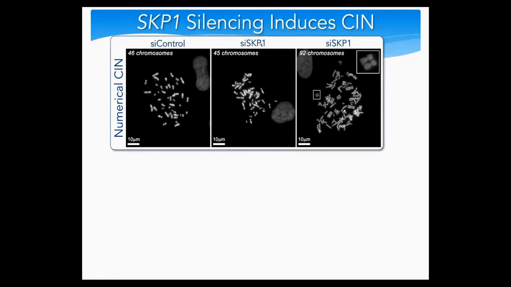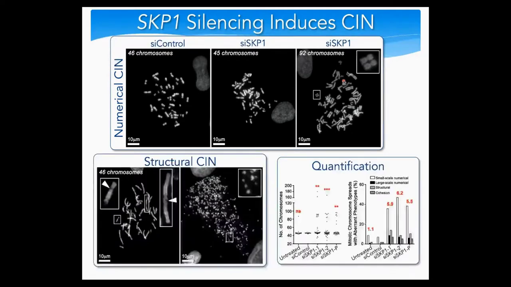So here's the control where we can see 46 chromosomes. When she silences SCIP1, she certainly sees differences that can occur. In this case, we counted only 45 chromosomes, which obviously is a loss of one, so a small scale loss. In this specific example, she sees basically a doubling of the genome to 92 chromosomes, which is obviously a large scale gain. And in fact, through further scrutiny of this particular image, you can actually see that chromosomes appear to have been doubled, so they're paired up in each of these particular cases, and that's suggestive of endoreduplication, which is a subsequent round of S-phase independent of any sort of cytokinetic event.